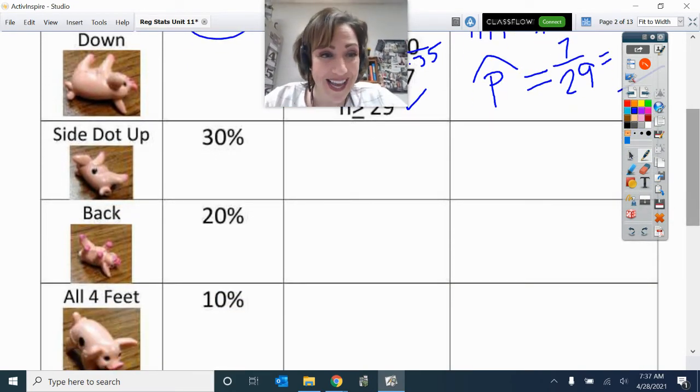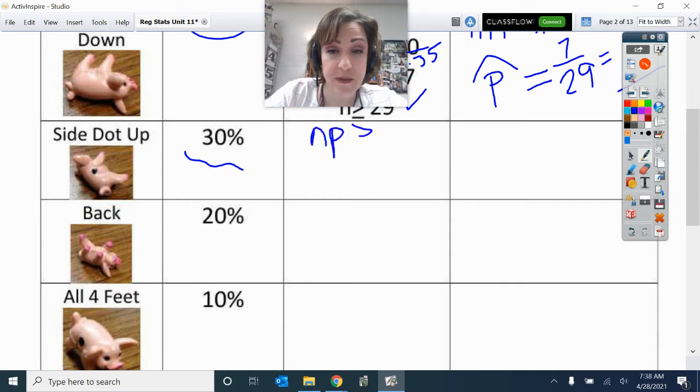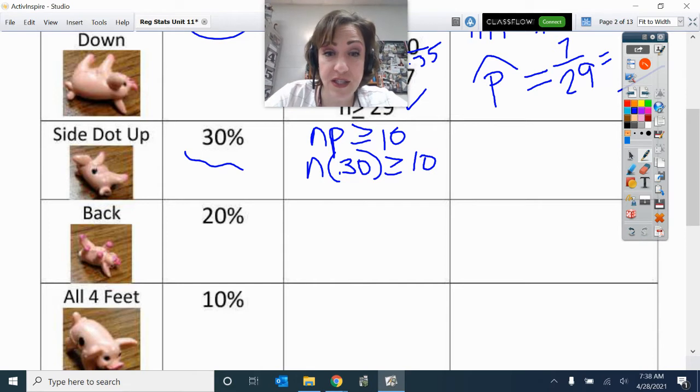So for the next one, side dot up, which is claimed to be 30%, I need to say n times p needs to be greater than or equal to 10. Okay, n times this p, which is 0.30, needs to be greater than or equal to 10. And then I'm going to solve it. N needs to be greater than or equal to 33.3 repeating. So I need to roll my die 34.